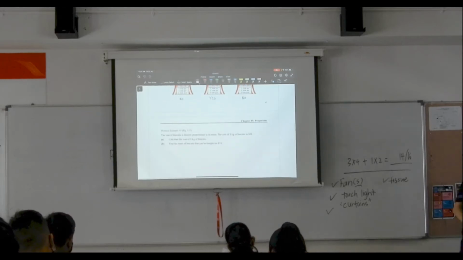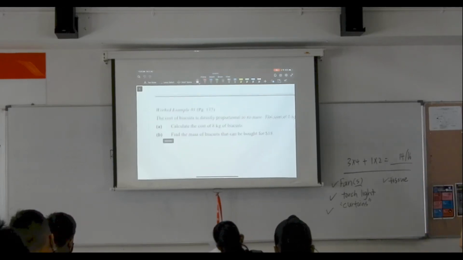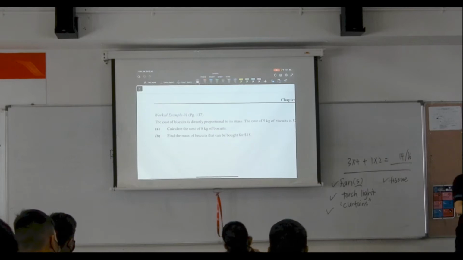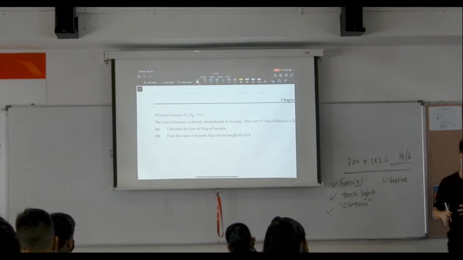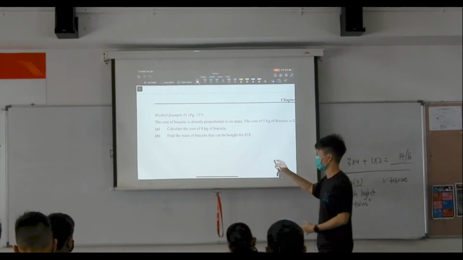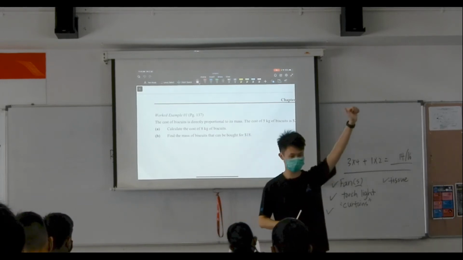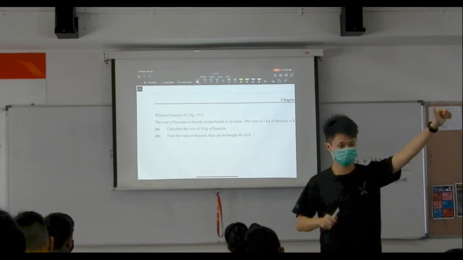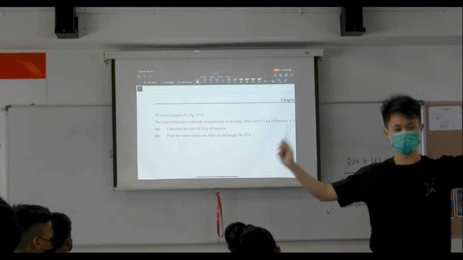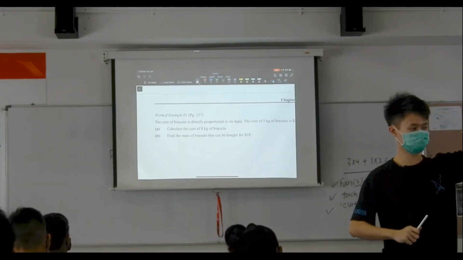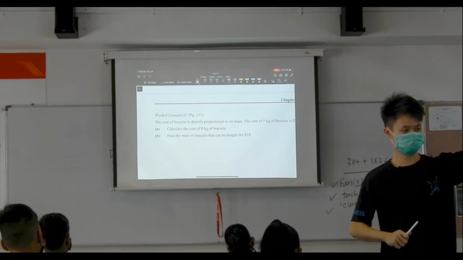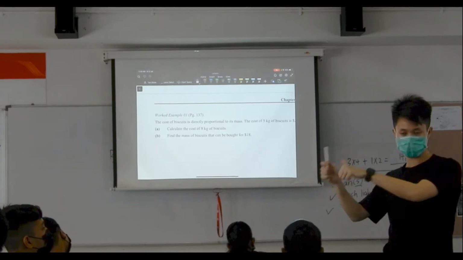Okay, now let's read the question together. You all don't read, you just look at the question. The cost of the biscuits is directly proportional to its mass. Which are the two quantities here that are in direct proportion? Biscuit and mass. What of the biscuit? The cost of biscuit and the mass.